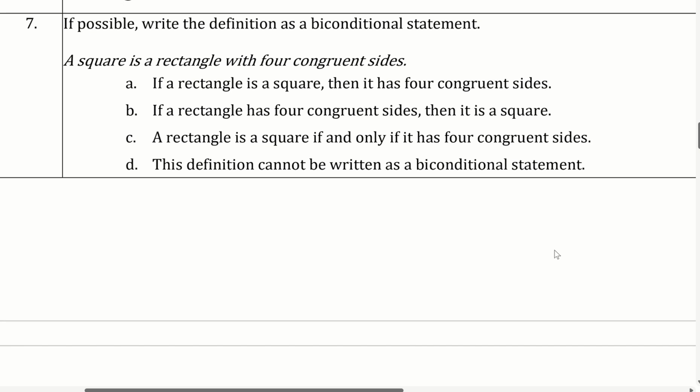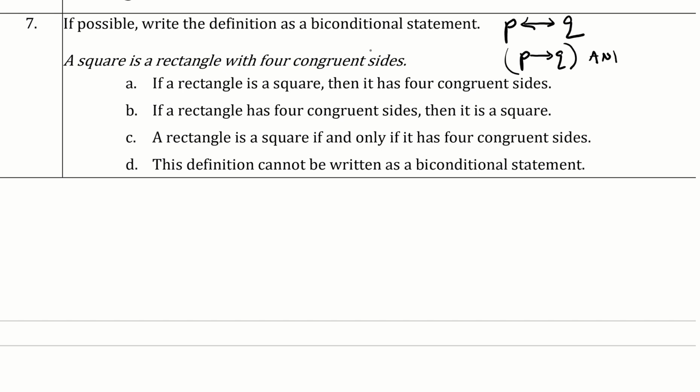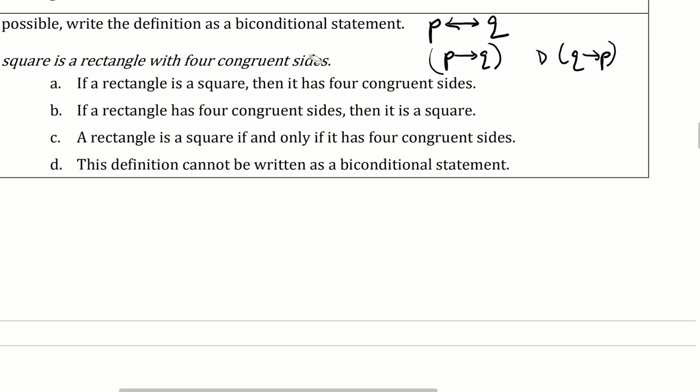Let's look at number 7. If possible, write the definition as a biconditional statement. So it says a square is a rectangle with 4 congruent sides. So biconditional looks like this. It's a two-sided arrow, right? It's a two-way street. Remember that has to be true if you have this is true and that's true. So you go both ways, right? Remember the symbol for and is the upside down V, so I'm going to use that. So both of those have to be true in order for the biconditional to be true.